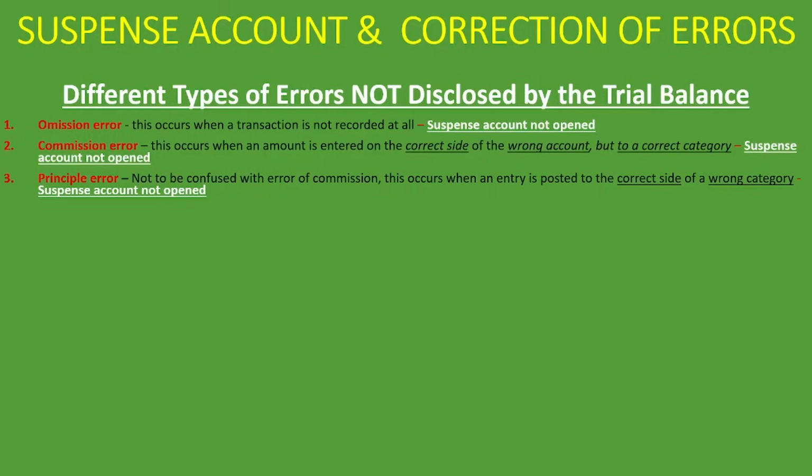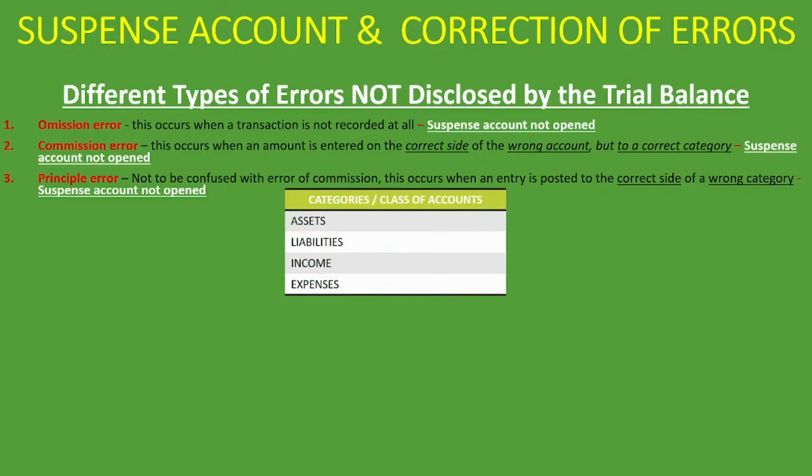So what are the categories that we usually have? Well, here they are. We have assets, liabilities, income, and expenses. These are categories, or sometimes known as the class of accounts. So if you post it to a wrong class, let's say, for example, you are recording an asset that has come into the business. You're supposed to debit the specific asset, but instead of debiting an asset, you have debited an expense. Can you see here that you have debited the wrong category? Now, let's use a practical example.